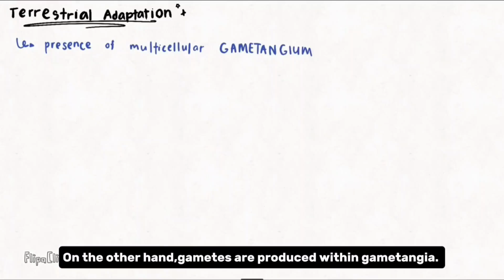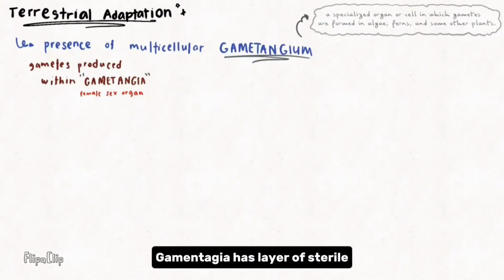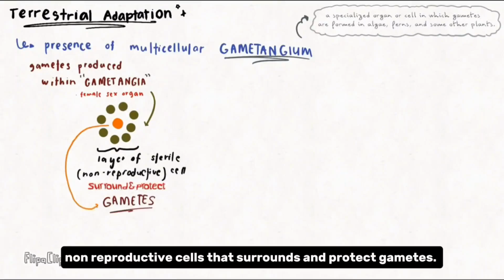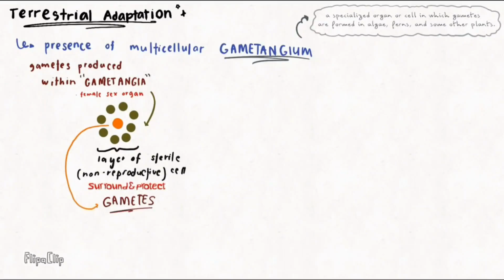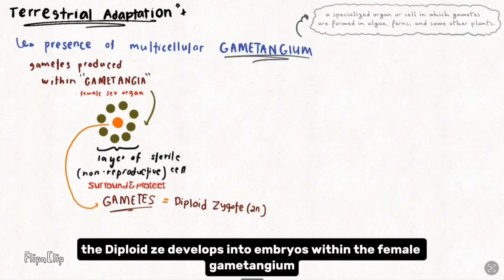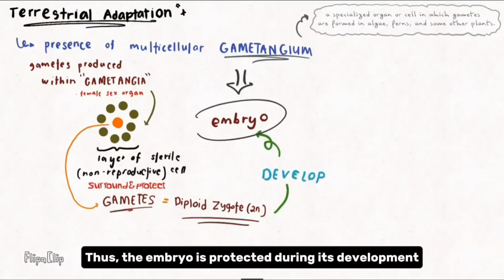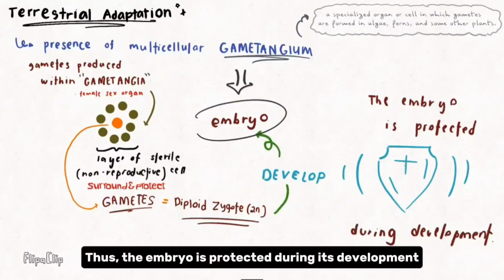On the other hand, gametes are produced within gametangia. Gametangia have a layer of sterile, non-reproductive cells that surrounds and protects gametes. The diploid zygote develops into an embryo within the female gametangia. Thus, the embryo is protected during its development.